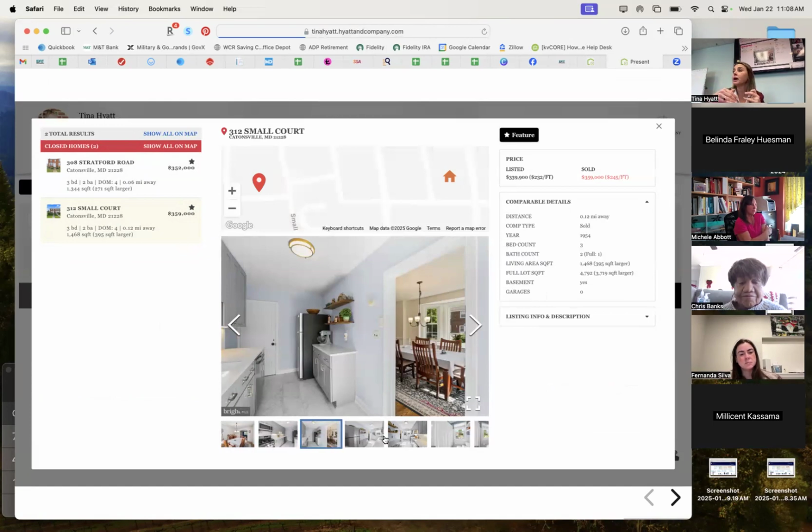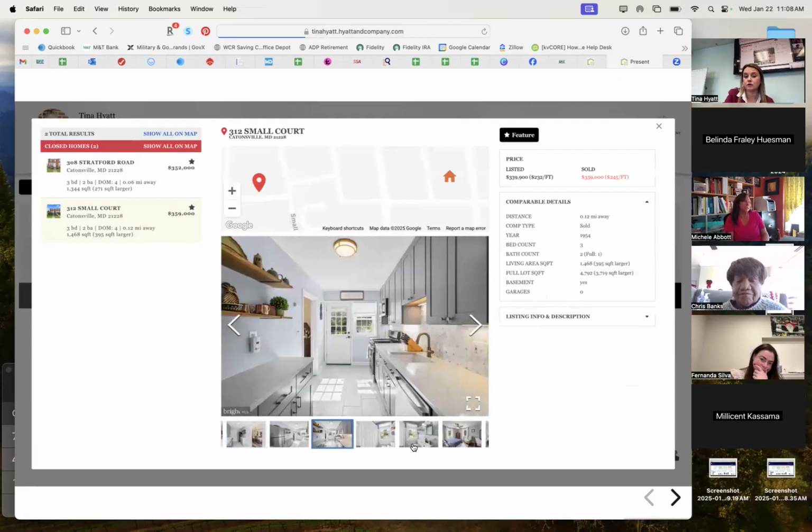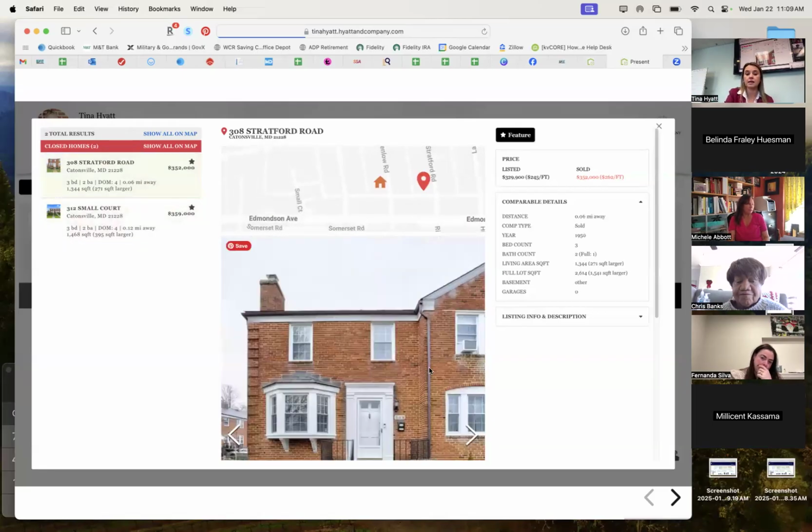Because we know buyers buy based on most likely kitchens and baths. That's the biggest selling point of a home. So that's really going to impact your value of your property. So here is this property's kitchen, just to give you an idea. So you can mentally compare when we get to talking about your price point that I believe your home could sell at.